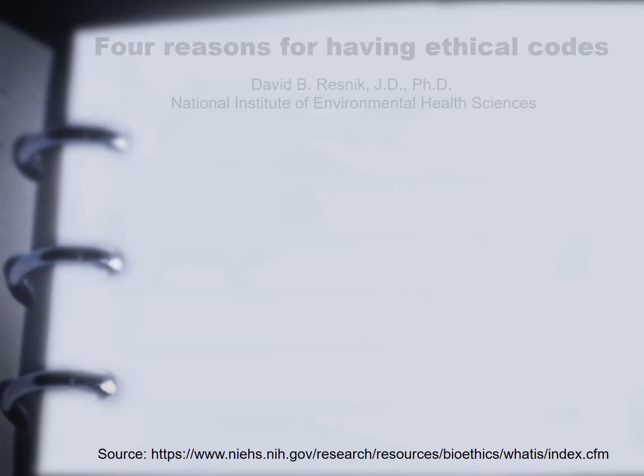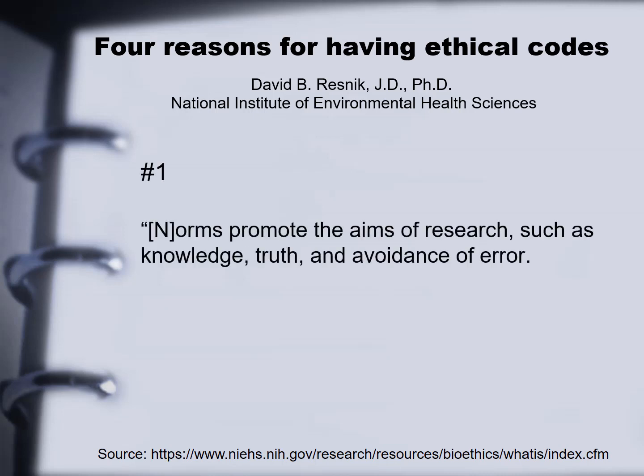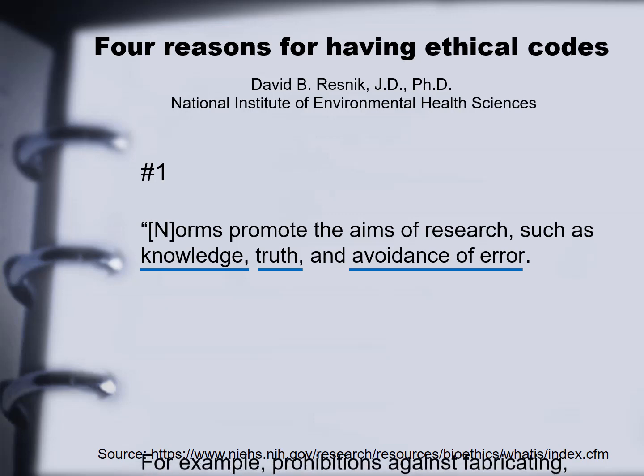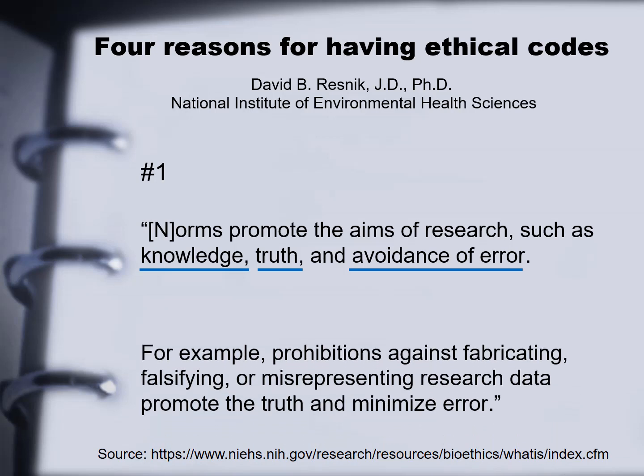What I'd like to do now is go over 4 reasons for having ethical codes. These are 4 reasons that were outlined by David Resnick, so the next few slides are from his work, and in fact, they are direct quotations. Number 1. Norms promote the aims of research, such as knowledge, truth, and avoidance of error. For example, prohibitions against fabricating, falsifying, or misrepresenting research data promote the truth and minimize error. So what does this mean? What we're really talking about is fraud, okay, and unethical research.